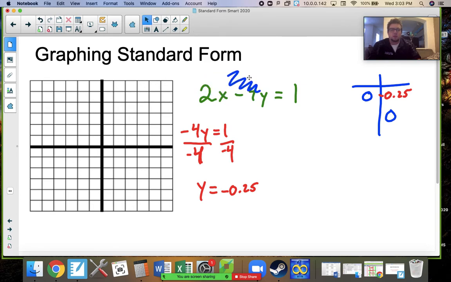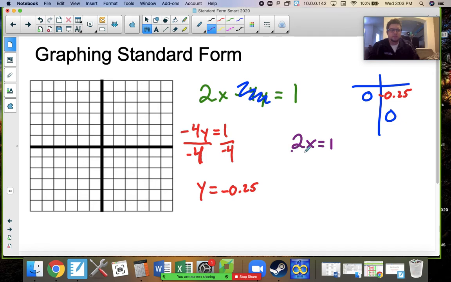Plugging 0 in for y gives us 2x equals 1. We divide by 2, and x equals 0.5. We plot these 2 points, so the 0.5 I'm going to do here in purple. 0.5, 0 is right here. Negative 0.25 is right here.